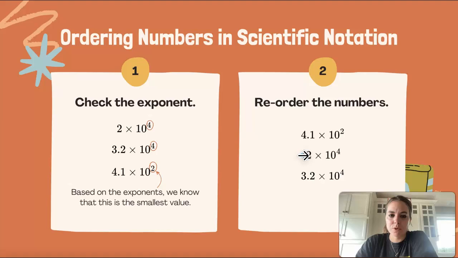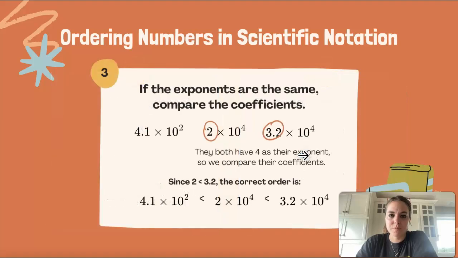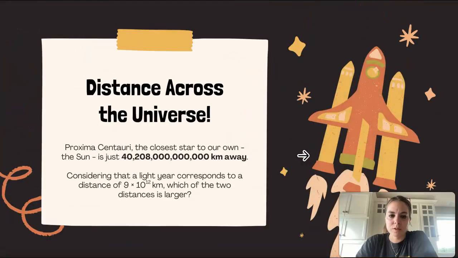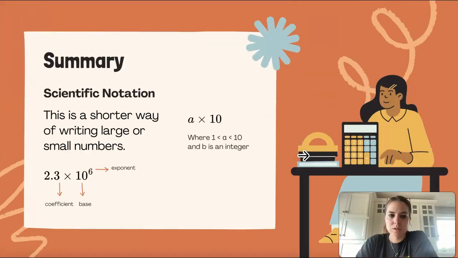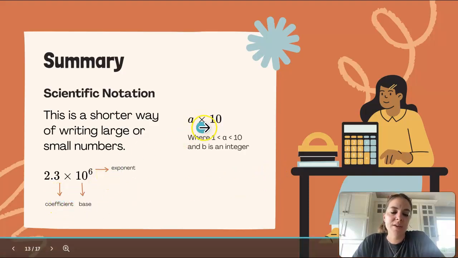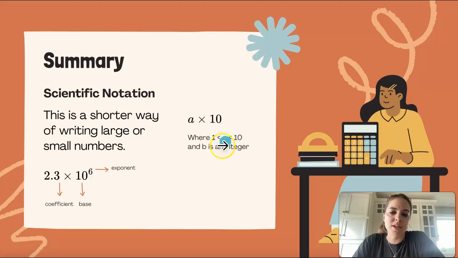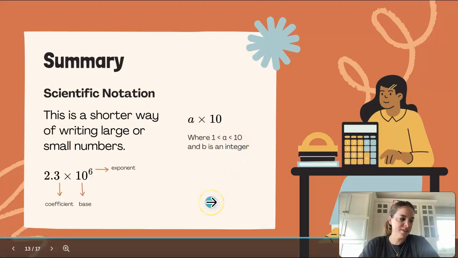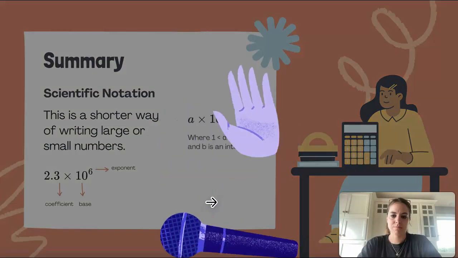All right, we're going to skip the ordering for right now. All right, so scientific notation is a shorter way of writing large or very small numbers. Don't forget that A has to be in between 1 and 10. All right. Done.